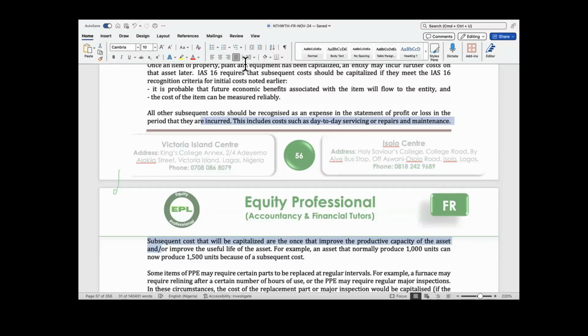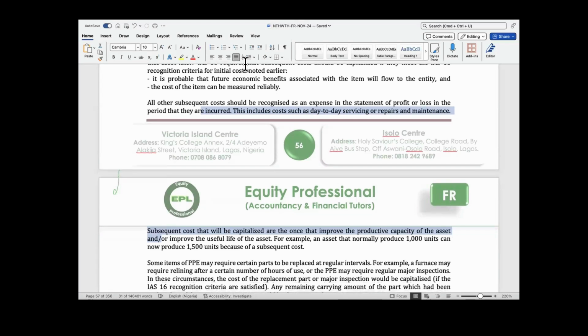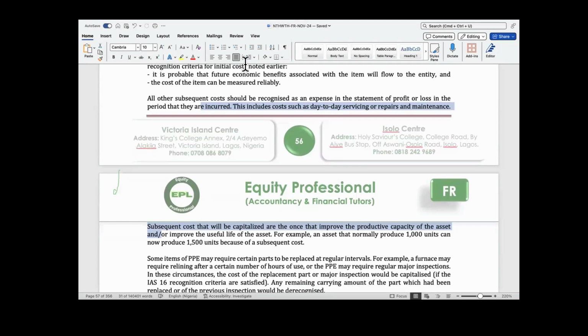Okay, so an asset that ordinarily will be used for 5 years, you now incur a cost that will extend the life by 2 years. That is a subsequent cost that should be capitalized. That is what we mean by generating additional future economic benefits. And such costs will usually be the ones where you have to replace a major part, or where you are doing a major inspection. I mean, it's majorly replacement of parts.